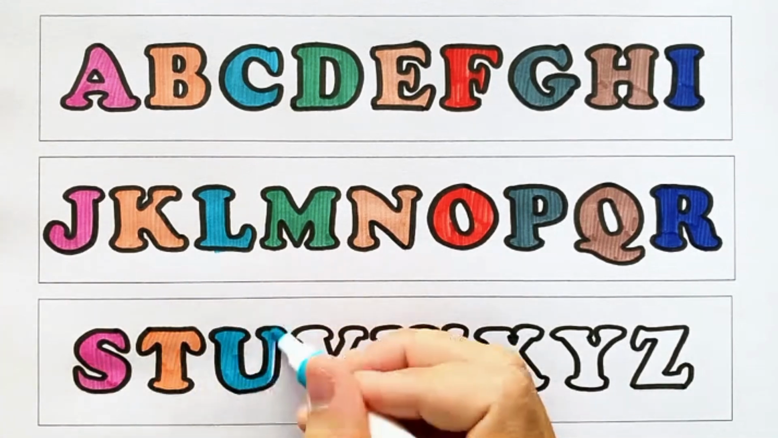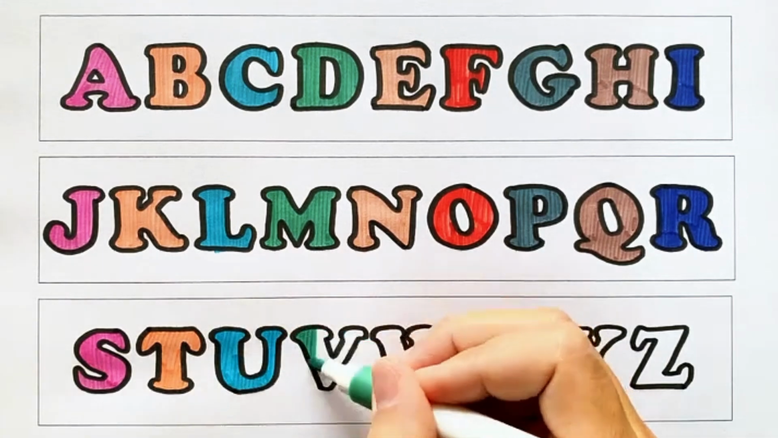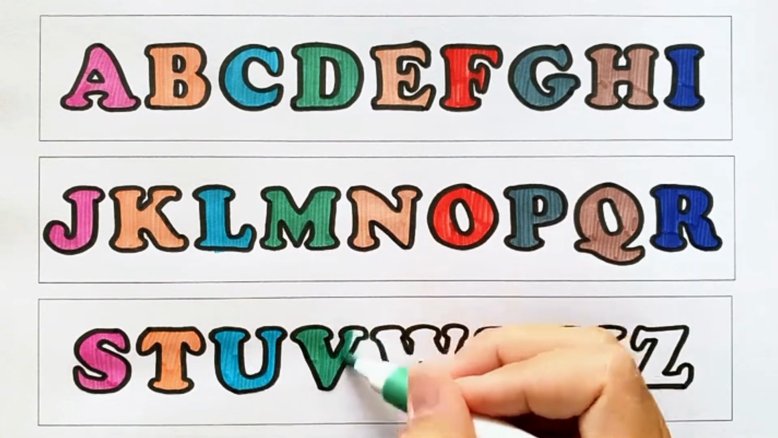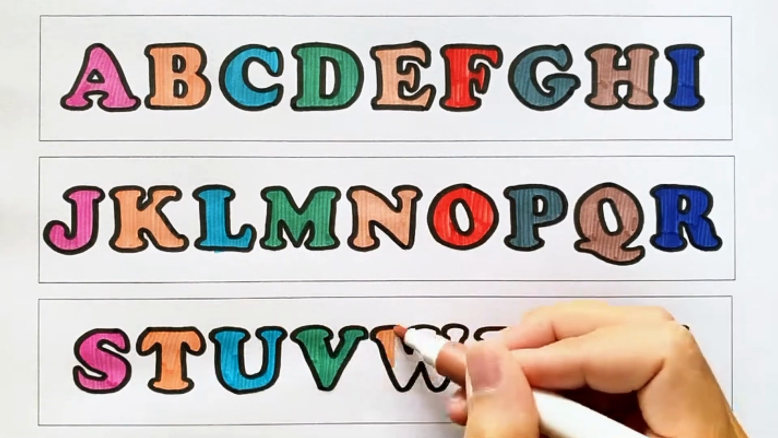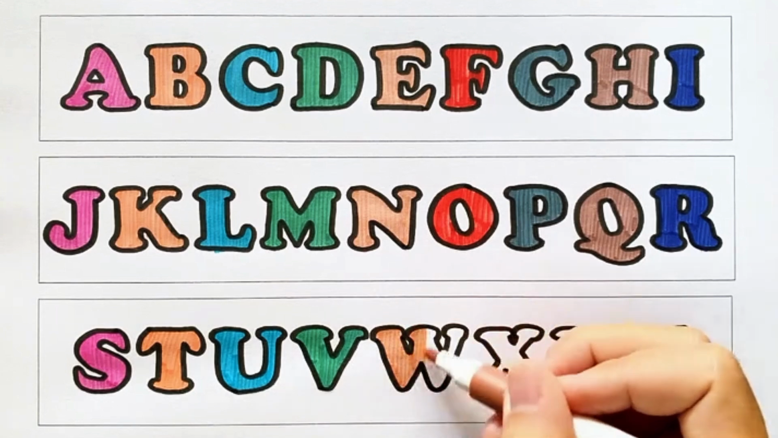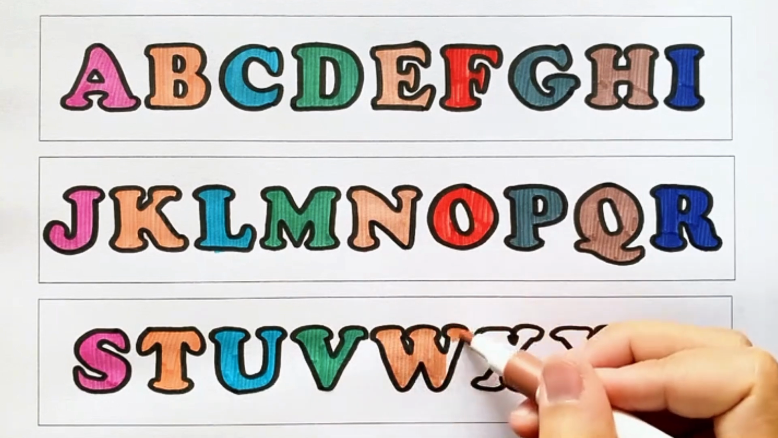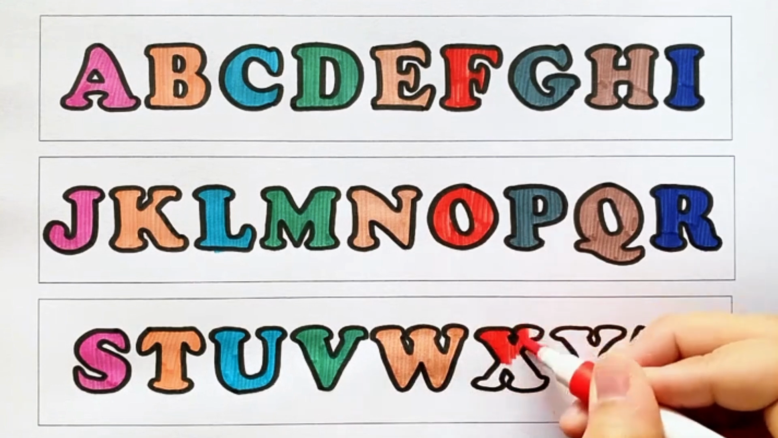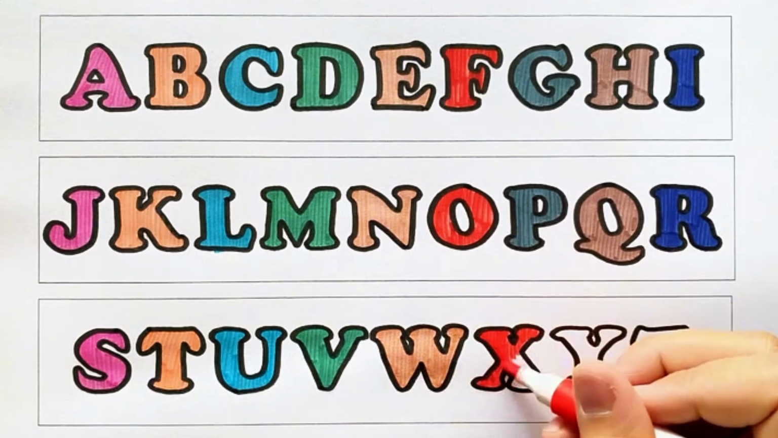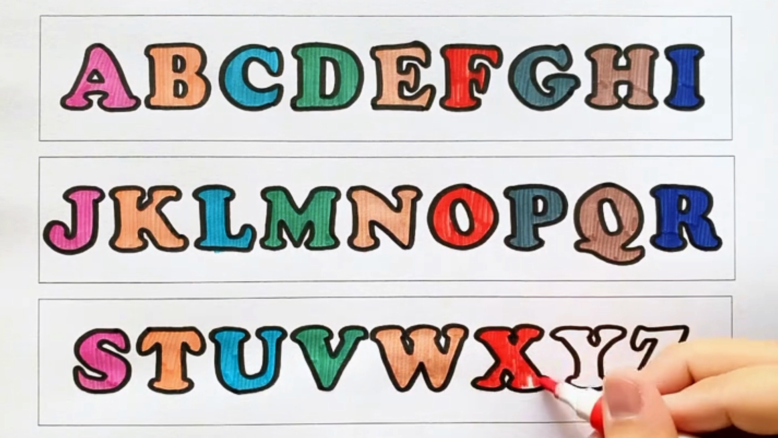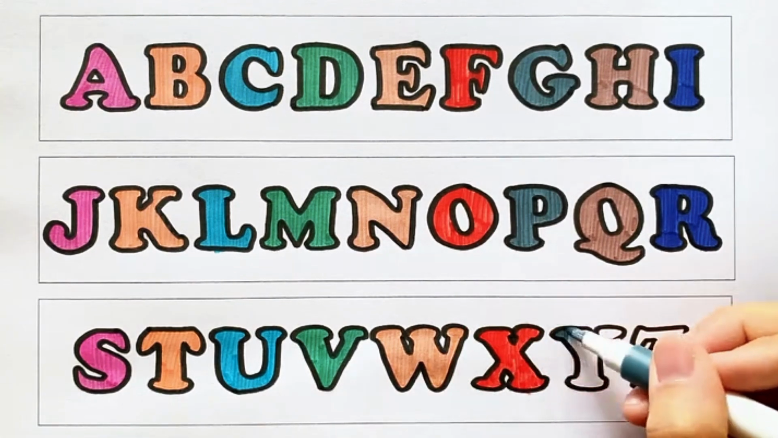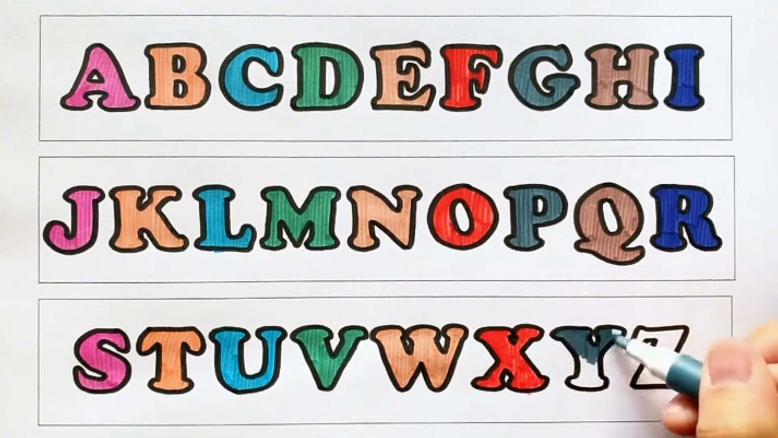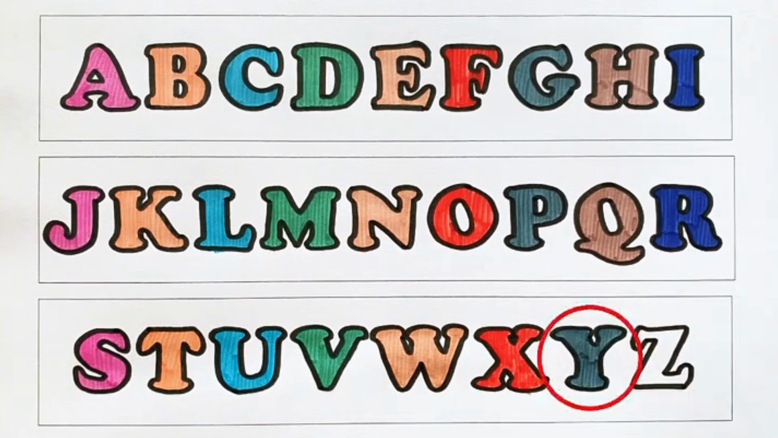U for umbrella. V for violet. W for watch. X for xylophone. Y for yak. Z for zebra.